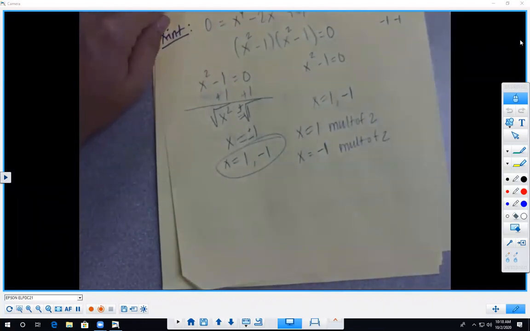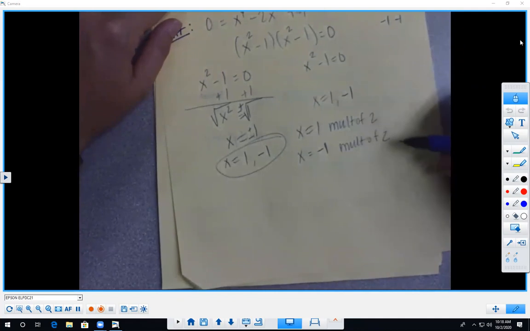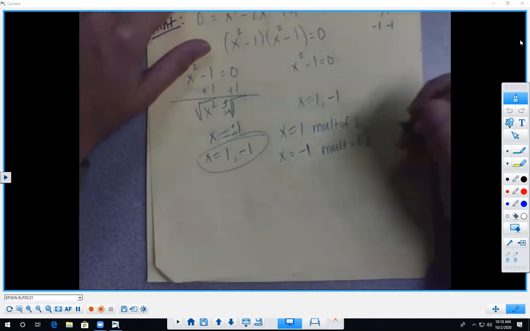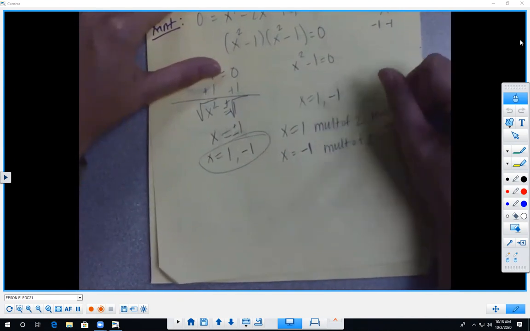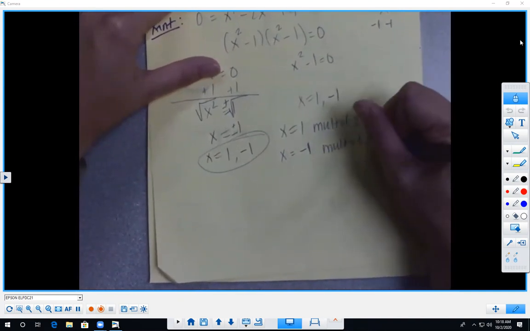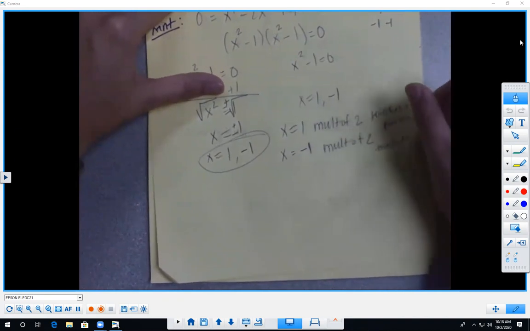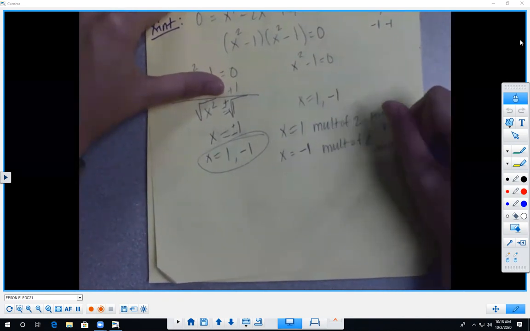Multiplicity of 2 tells me something. Is that even multiplicity or odd? Even. So even multiplicity touches and turns on both of them. So both of them bounce off the x-axis.